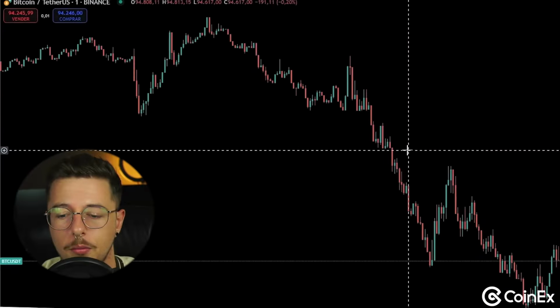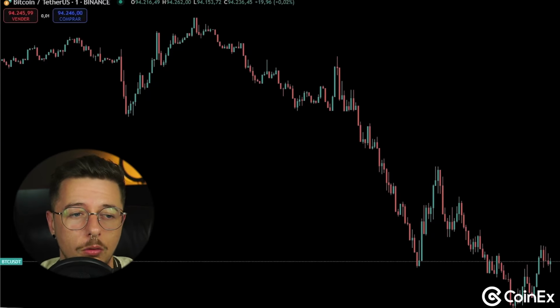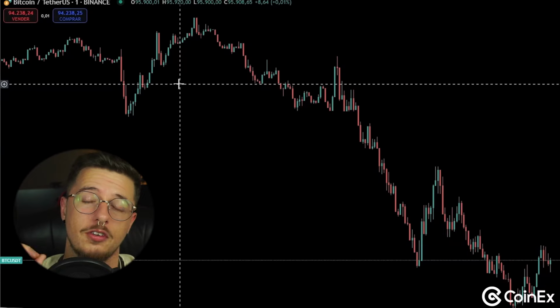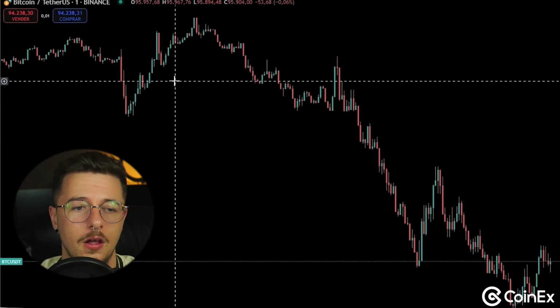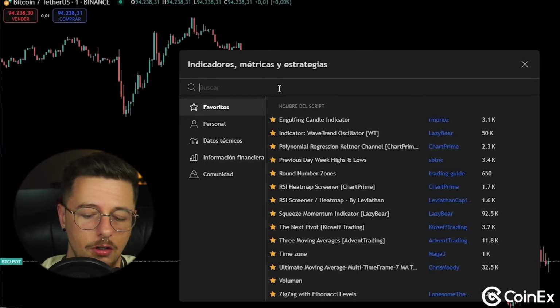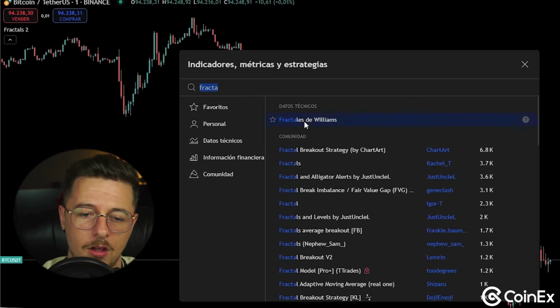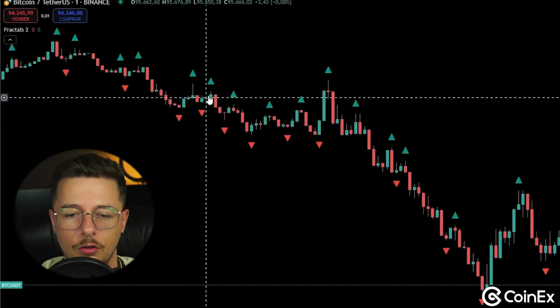So first of all, let's come into the chart of Bitcoin in 1 minute. Obviously, we can use this in 5 minutes, 15 minutes, in 1 hour, but me especially, I like to use it in 1 minute. And we're going to head to indicators, and we're going to look for 2 indicators here. The first one is the Fractals of Williams, okay? And we're going to click this in. So now we've got these on the chart.